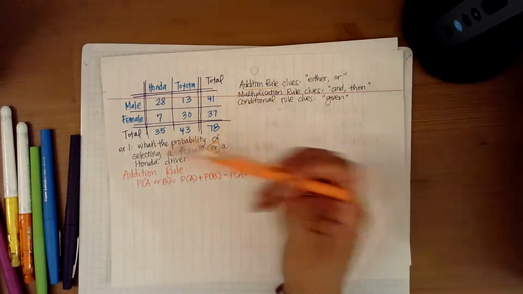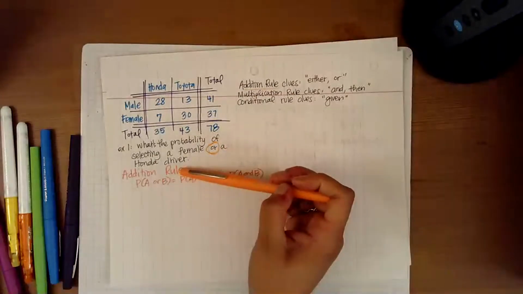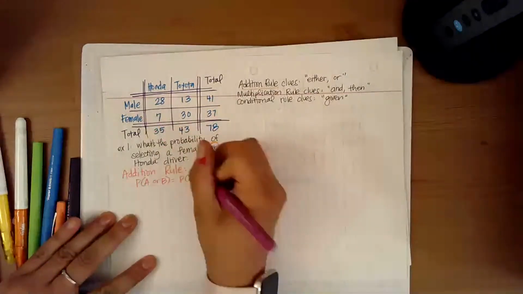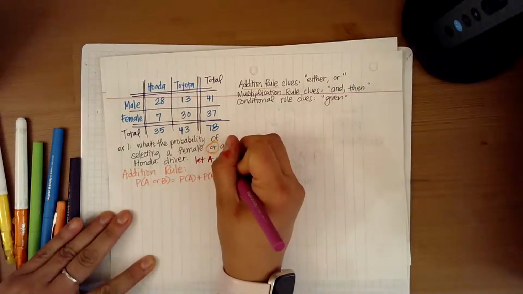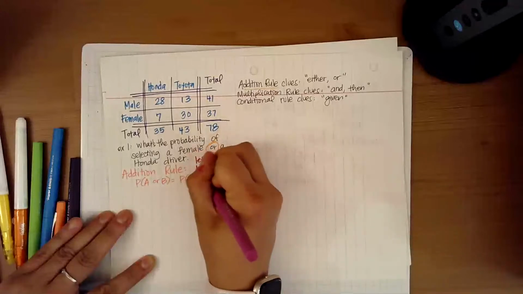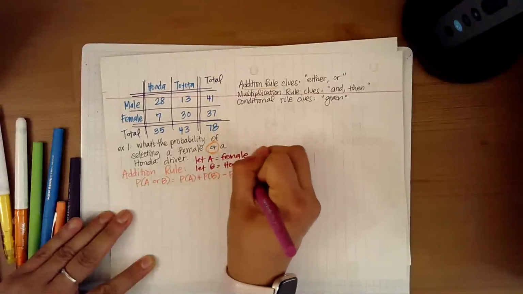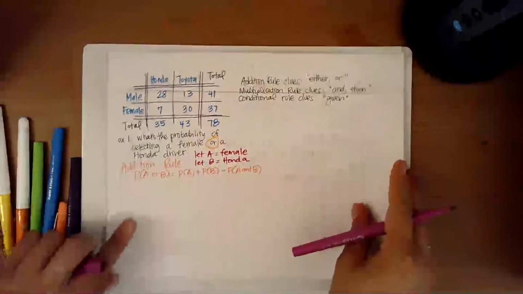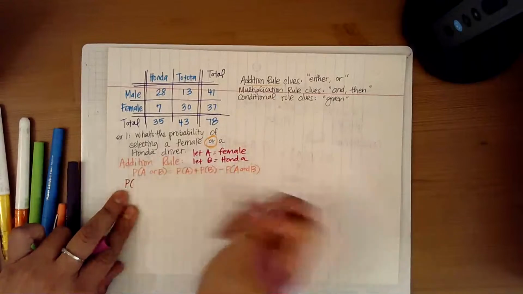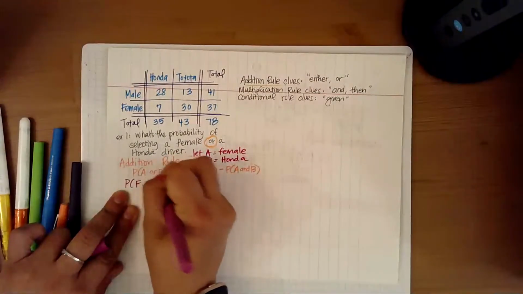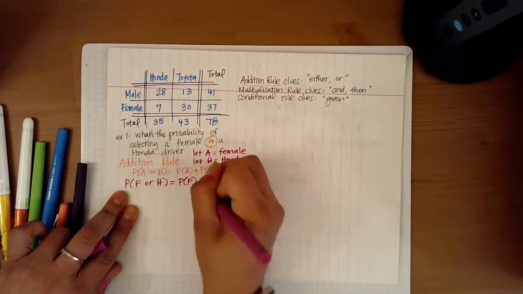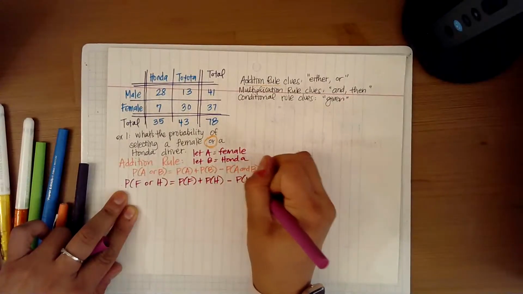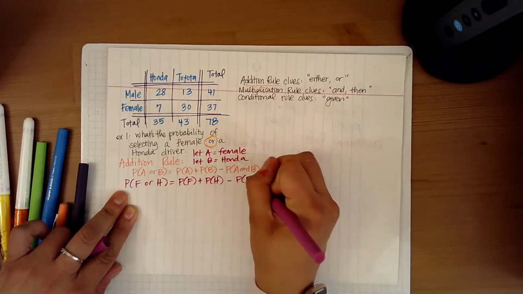Again, remember, given the problem, I annotate the context clues I know. I recognize the rule I'm going to use. I'm now going to tailor this rule and put it into the context. I'm going to let A be the event being a female, and I'm going to let B equal a Honda driver. So now I replace the rule in context with the scenario I'm analyzing. That gives me the probability of choosing a female or a Honda driver is equivalent to the probability of choosing a female plus the probability of choosing a Honda driver, subtracting their intersection probability, so the probability of both a female and a Honda driver.